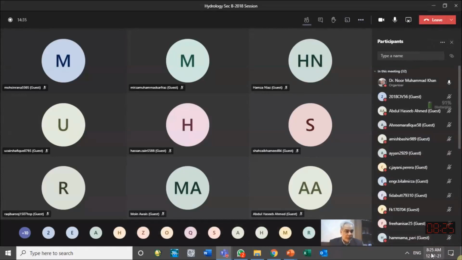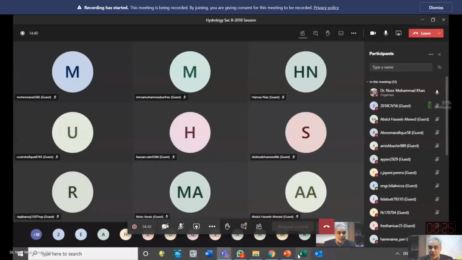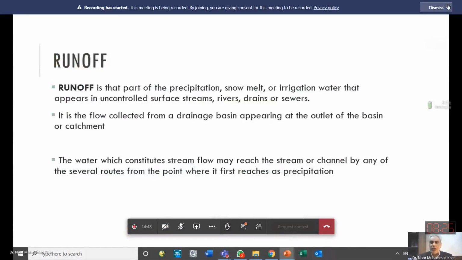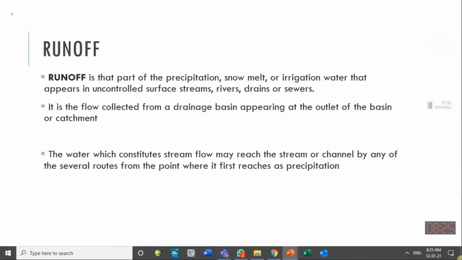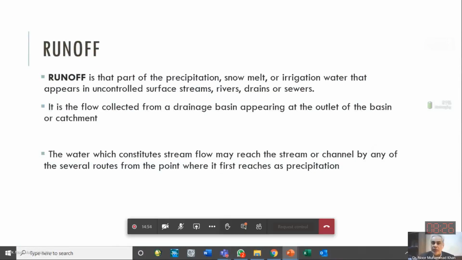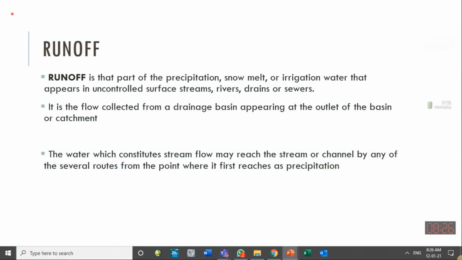So starting today's lecture about runoff, I have already given you the introduction of what runoff is, and now its proper definition. It is that part of the precipitation or snow melt or irrigation water that appears in uncontrolled surface streams or rivers or drains or sewers. So that water reaches the stream either from precipitation or from snow melt. Snow is also precipitation.